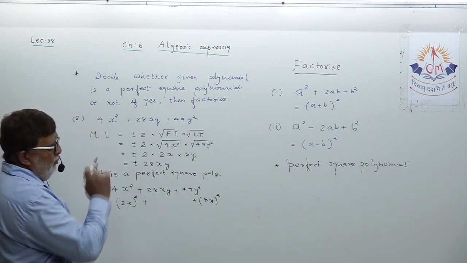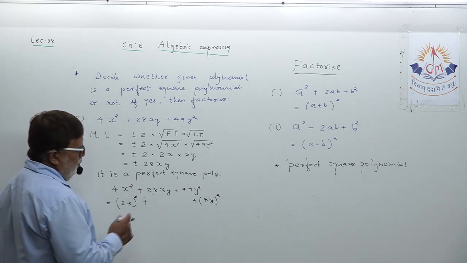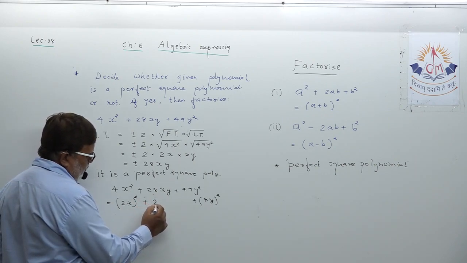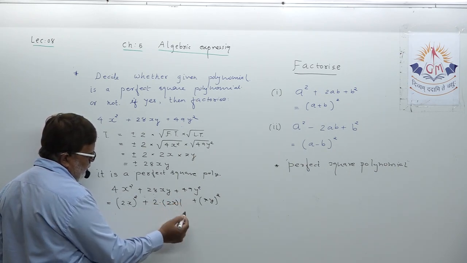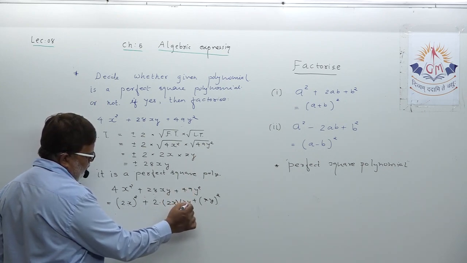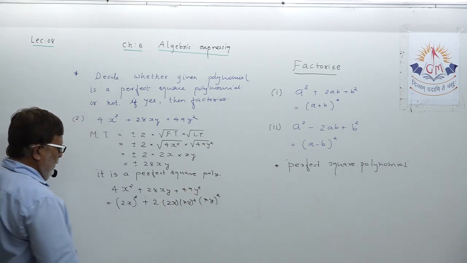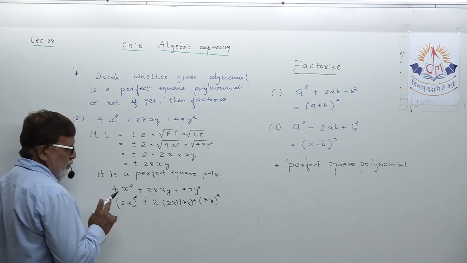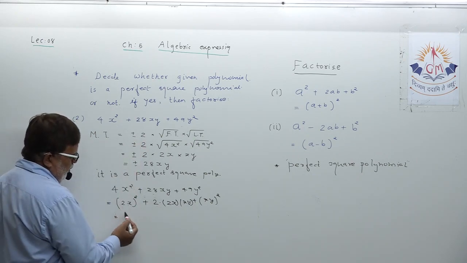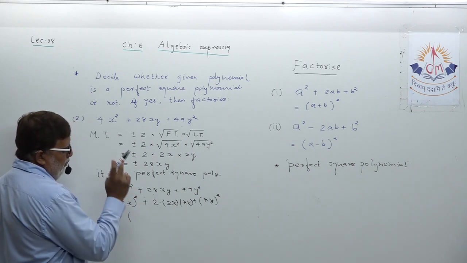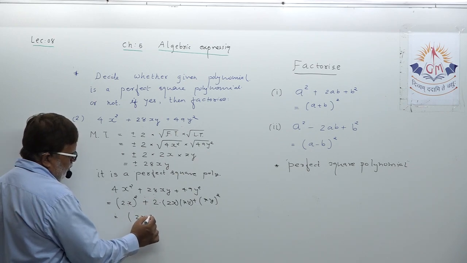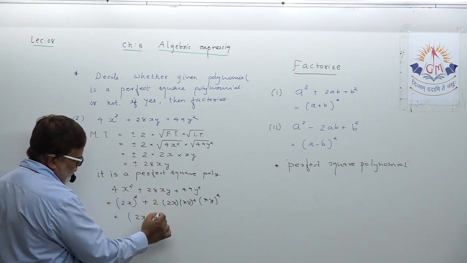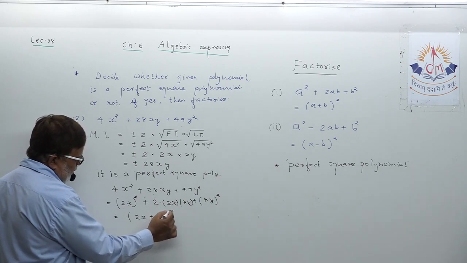What is the format of the middle term 2ab? 2 as per the formula, in place of a you will write the square root of the first term, in place of b you will write the square root of the last term. Already expressed in the format, now a plus b whole square, that's the answer. Instead of a, what will you write? 2x. Instead of b, what will you write? 7y whole square.